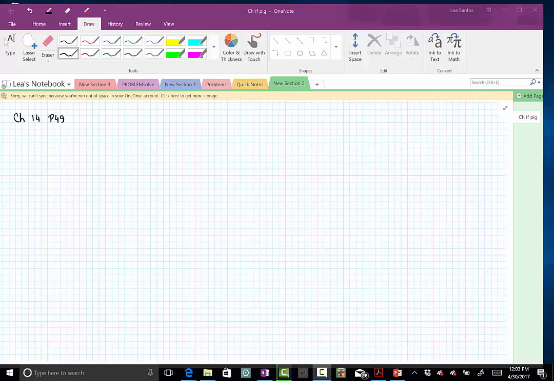Problem 49, chapter 14, Giancoli 6th edition. First question is, find the total power radiated into space by the sun, assuming it to be a perfect emitter.